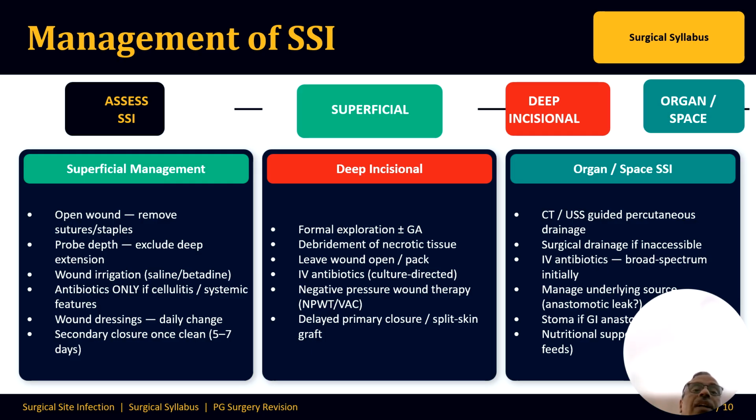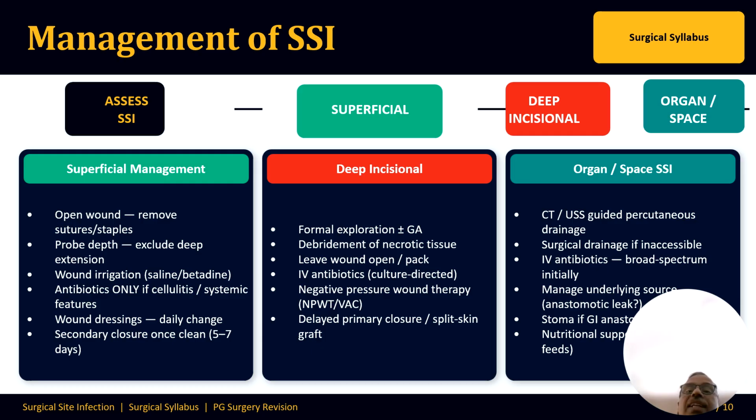Daily change of wound dressing should be done, preferably with a saline dressing or an antibiotic solution. Secondary wound closure should be done once the wound becomes clean with no slough and necrotic discharge, no edema, and no inflammation. This would take maybe about 5 to 7 days of the above management. Once the wound appears to be healthy, then a secondary closure can be done. This is for superficial SSI.